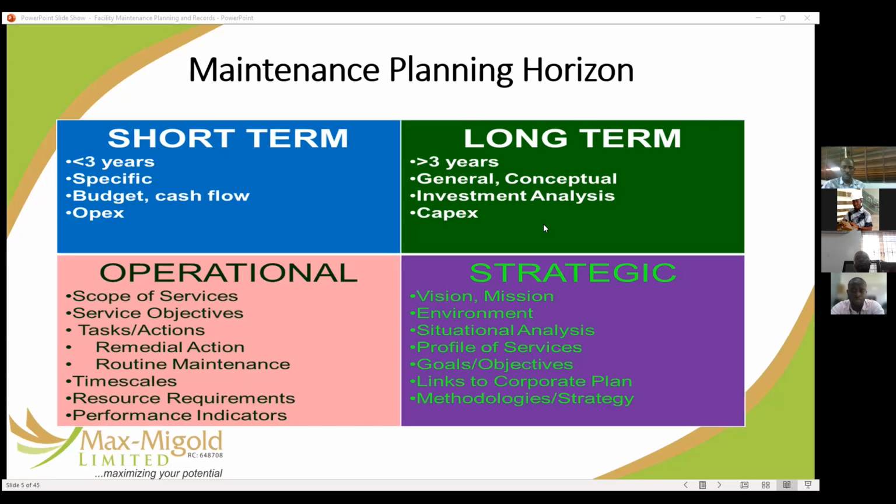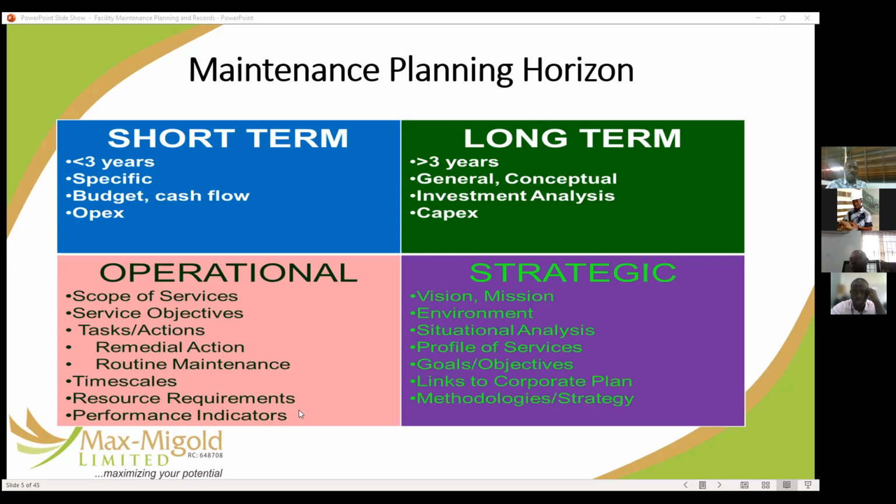So that's why it involves the scope of the service, the objective, the task, the remedial action, the routine maintenance, the time scale. Time scale is very, very critical because that will also affect production. If you are the plant manager, the operations and marketing people will start telling you that you are the reason why they couldn't make their sales target. Then you have performance indicators, because after you have performed your maintenance task, you need to check if that task is actually yielding the scope or the objective of the maintenance that you put in place. Then strategically, your maintenance has to be in line with the vision and mission of the company.